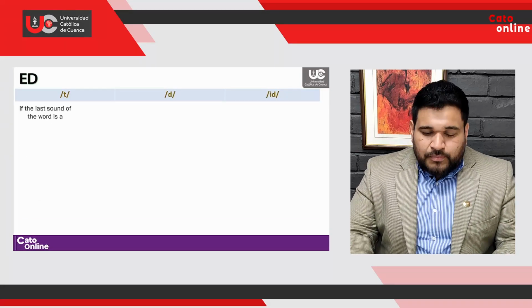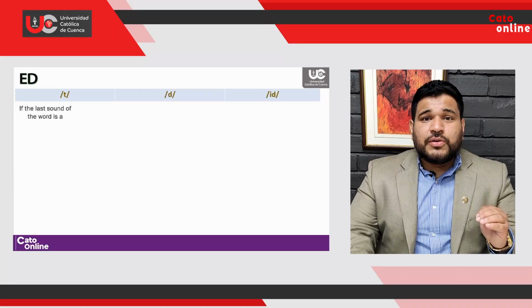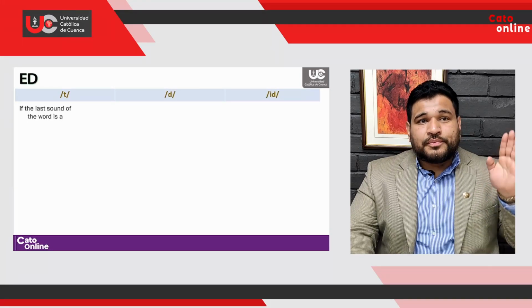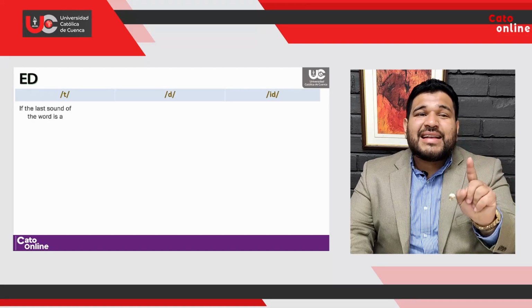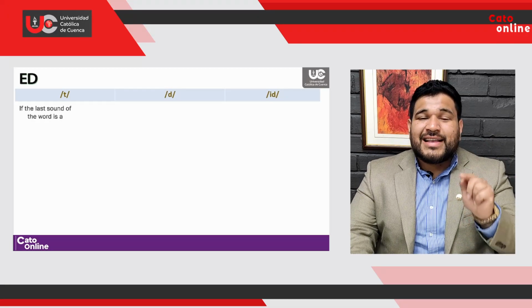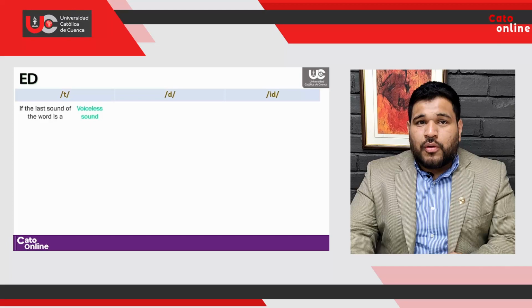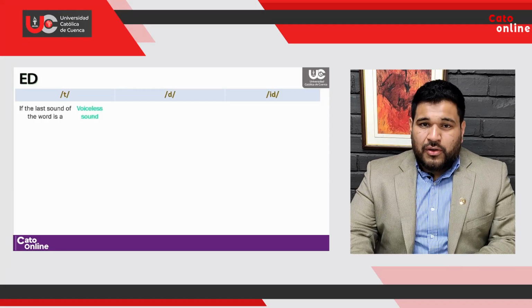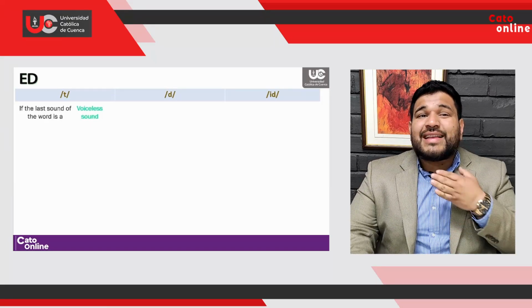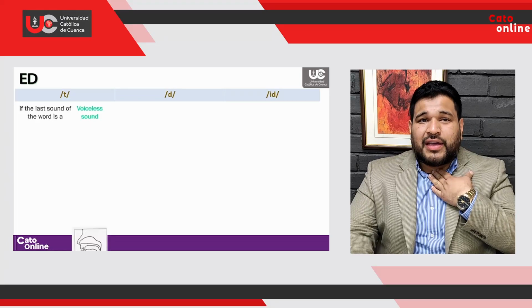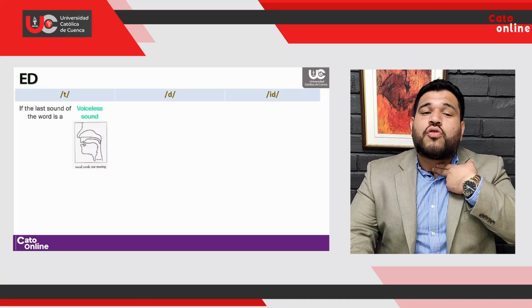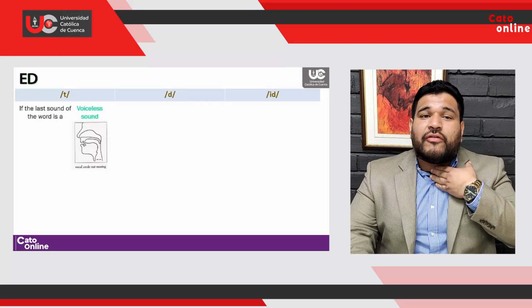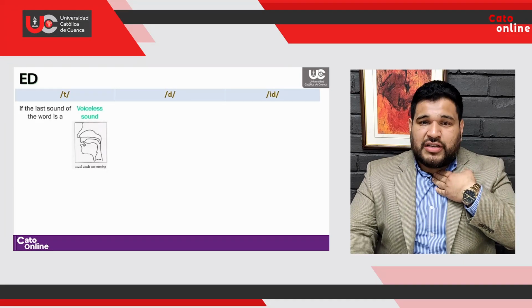For example, a verb needs to sound with t if the last sound of the word is a, for example, voiceless sound. Okay? You may have wondered what is a voiceless sound. Okay? A voiceless sound is when in your vocal cords there is no movement, no vibration.